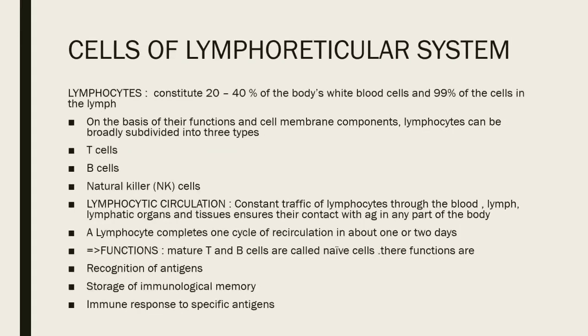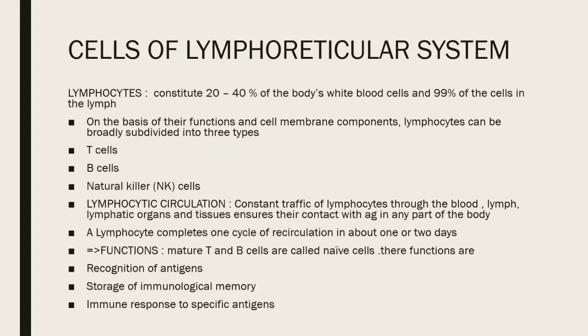Now, cells of the lymphoreticular system. So lymphocytes constitute about 20 to 40% of the body's white blood cells and 99% of the cells in the lymph. On the basis of their functions and cell membrane components, lymphocytes can be broadly subdivided into three main types: T cells, B cells, and natural killer, that is NK cells.